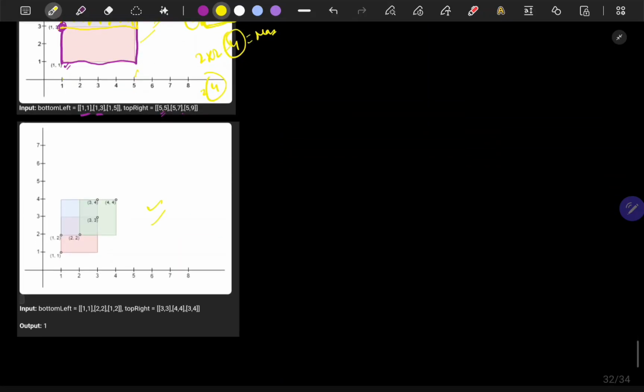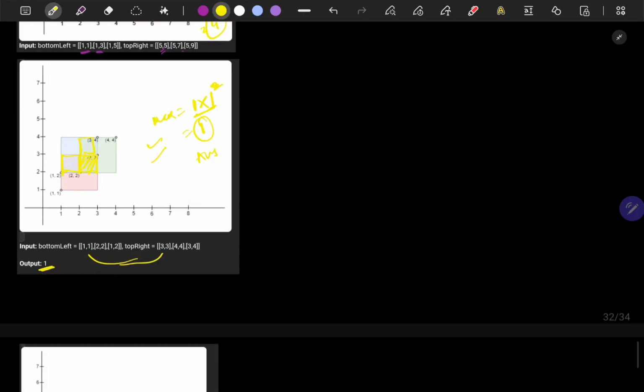In this example, the output is 1, because if you look at any possible rectangle pairs, the maximum square overlapping region is 1 only. So the maximum side can be 1 only, and a 1 into 1 square means the side is 1, so the answer will be 1. This is our answer here.